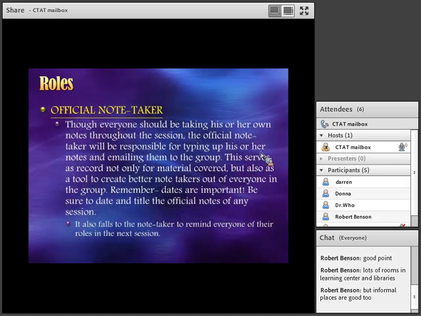Next task is the official note taker. Everyone should be taking their own notes in their own shorthand throughout the study group, but there should be one official set of notes of things that happen that can get emailed out to each student. This is really the first part of what will go into the notebook.